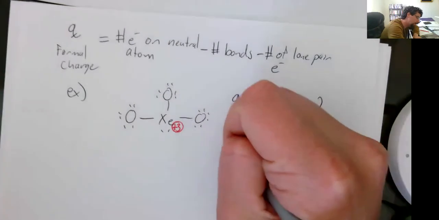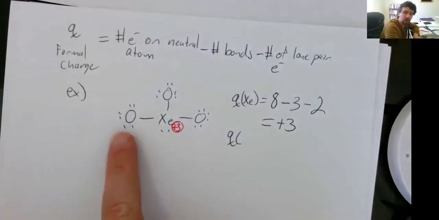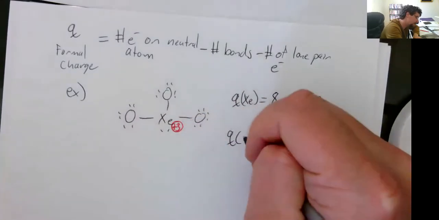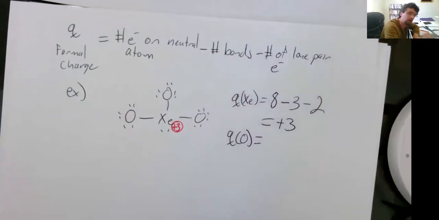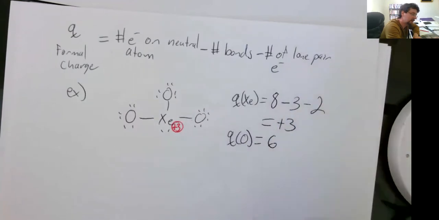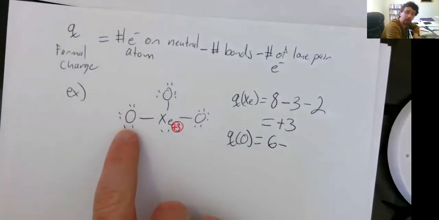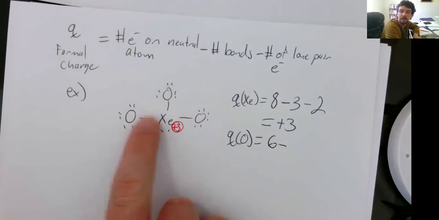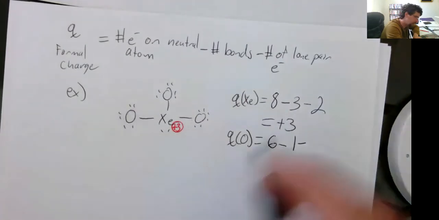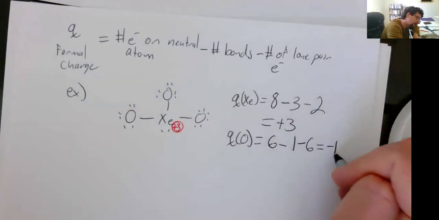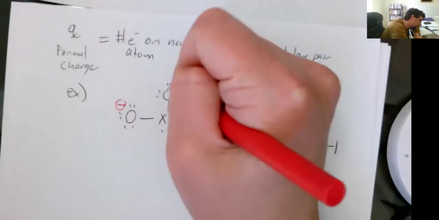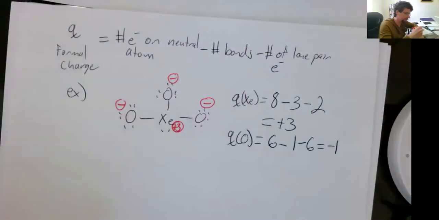Let's calculate what it would be for the oxygens. Now, we could calculate it for each individual oxygen, but if we look at those oxygens, they're under the same environment. So we only have to do it for one. The number of valence electrons a neutral oxygen has is 6 minus the number of bonds to it. And remember, we're only considering one of them. So this guy has 1 bond minus the number of electrons in lone pairs. If we count them up, that's 6, for a total of -1. So what we should do is put a -1 charge around each of these oxygens.